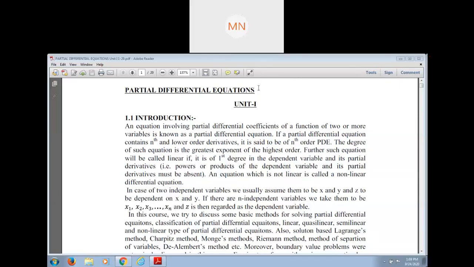Okay. Second unit is probability, and first unit is the partial differential equation. This unit consists of first order partial differential equation, second order, linear, homogeneous, and non-homogeneous partial differential equation, and so on. Okay, then let me start the partial differential equation.